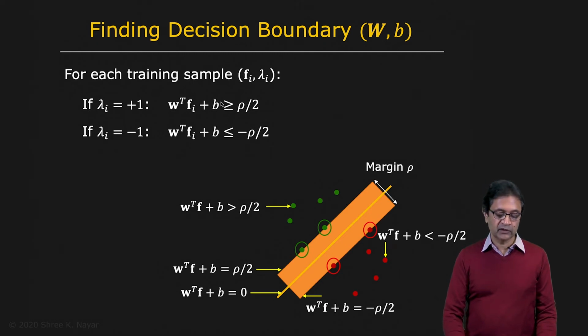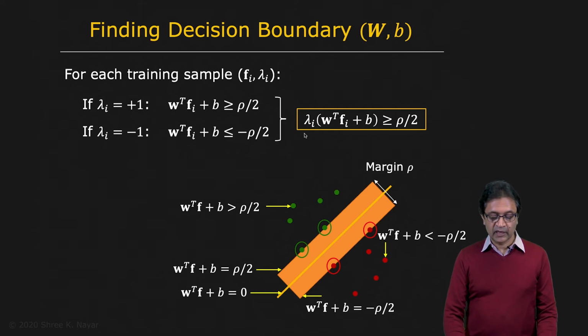So what's nice here is that you can combine both these into one expression, which is lambda i times W transpose Fi plus B must be greater or equal to rho divided by 2. So you get one expression right here.